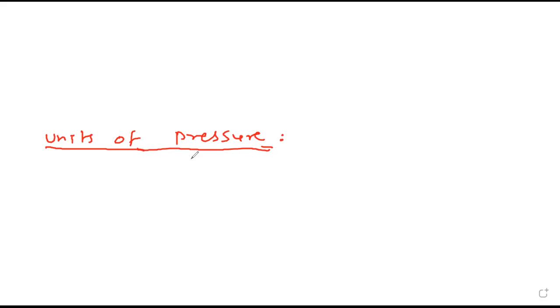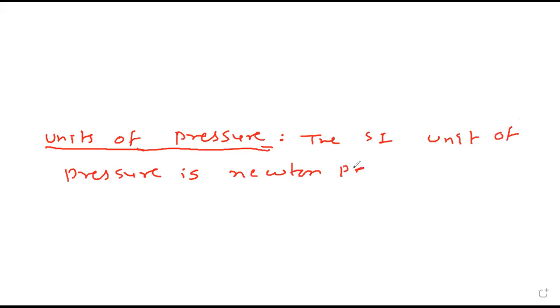Unit of pressure. Now, the unit of pressure is indirectly the unit of force upon area. So the SI unit of pressure is, say Aditya, what will be the unit of pressure? Thrust is Newton, per meter square. Newton per meter square. So in short form it is N per meter square.